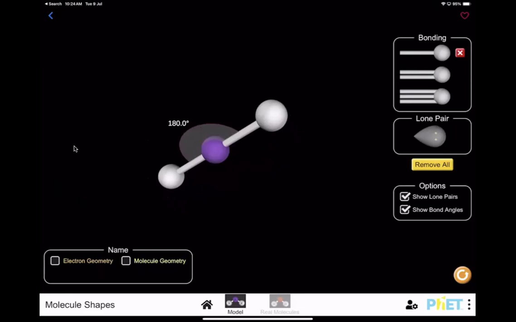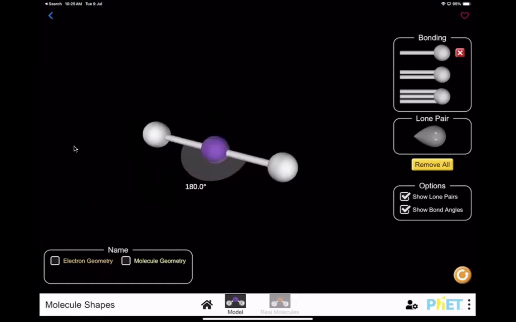Around the central atom, how many bond pairs are there? 2. And do you find any lone pair? No. So if this is the case, when around the central atom there are only 2 bond pairs and no lone pair, then the geometry of electrons is going to be linear, that is, the electrons are exactly opposite to each other, right? Yes, sir.